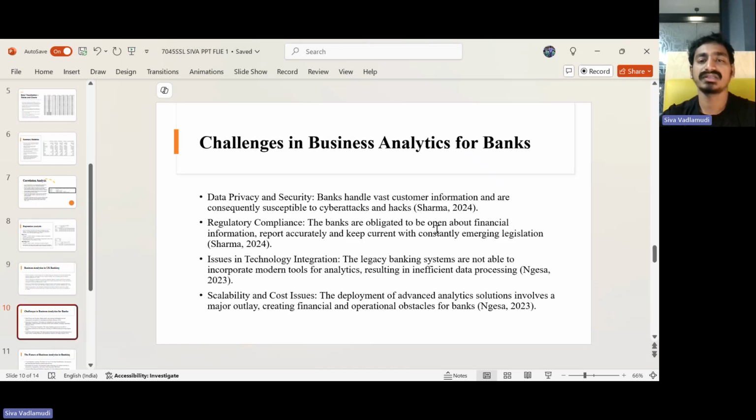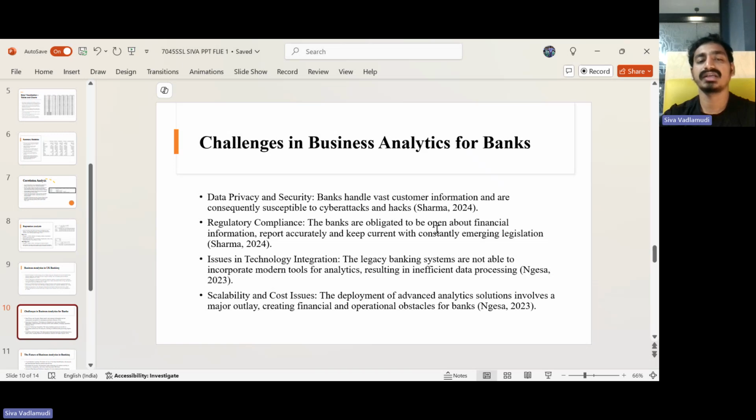The next slide is challenges in business analytics for banks. Banks are confronted with cyber threats, strict compliance regulations, and limitations in merging advanced analysis and model techniques with legacy systems, high deployment expenses, and a lack of capability in the implementation of advanced business analytics solutions. Data challenges are a big issue in analytics for banks.